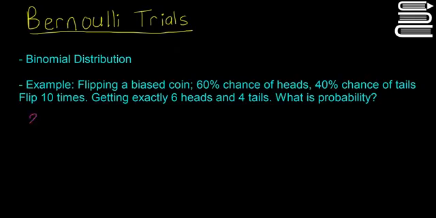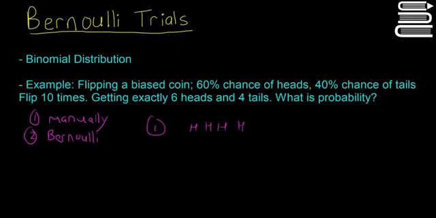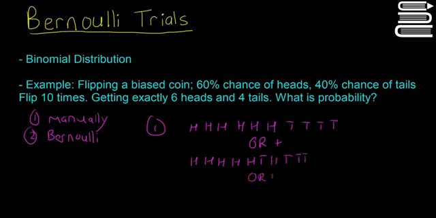So there's two ways you can do it. You can either do it manually, or two, using Bernoulli. So if you were to do it manually, you would have to find out the probability of getting heads, heads, heads, heads, heads, heads, that's 6 heads, then tails, tails, tails, okay? Or, which in probability is plus, remember? The probability of getting heads, heads, heads, heads, heads, tails, heads, tails, tails, tails, and so on, okay? Or, so there's loads of different combinations, the different orders you can get the heads and the tails in.